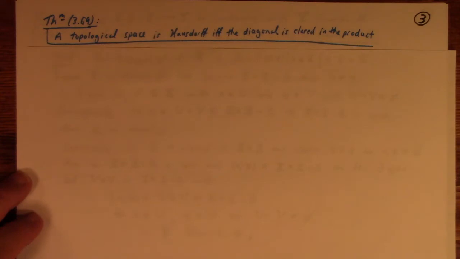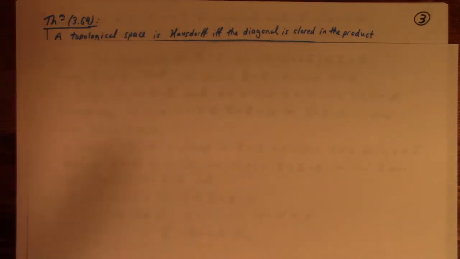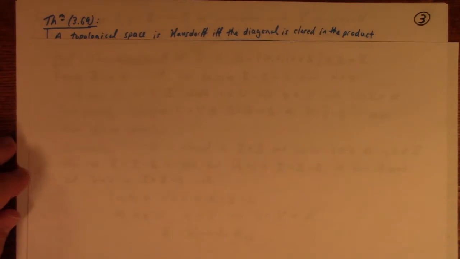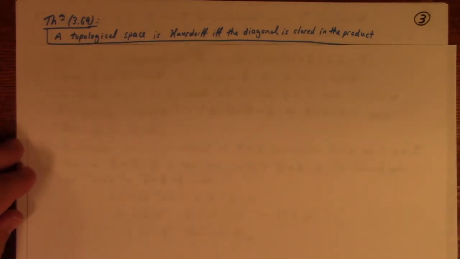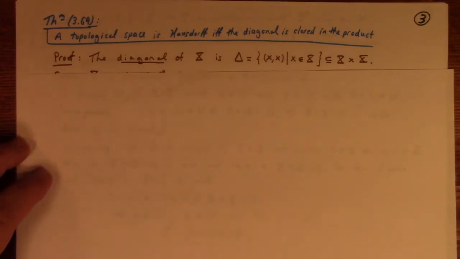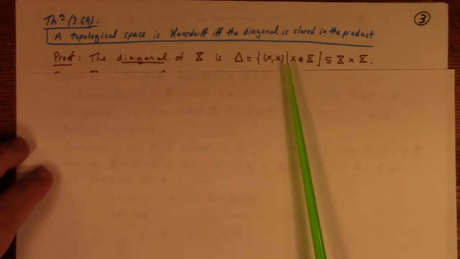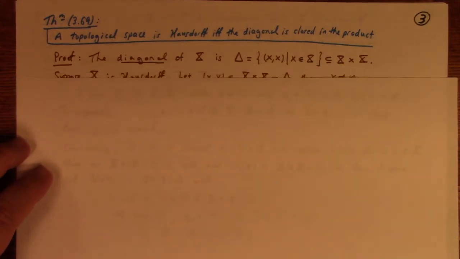A topological space is Hausdorff if and only if the diagonal is closed in the product. Now here's something, this trick of the diagonal, I'm not sure if you've seen this before or not. I can't remember in my courses that I've taught if this has come up. Using the diagonal is a sneaky move, and here's how it goes. The diagonal is the pairs (x, x), basically where they're equal. That's the diagonal in X cross X.